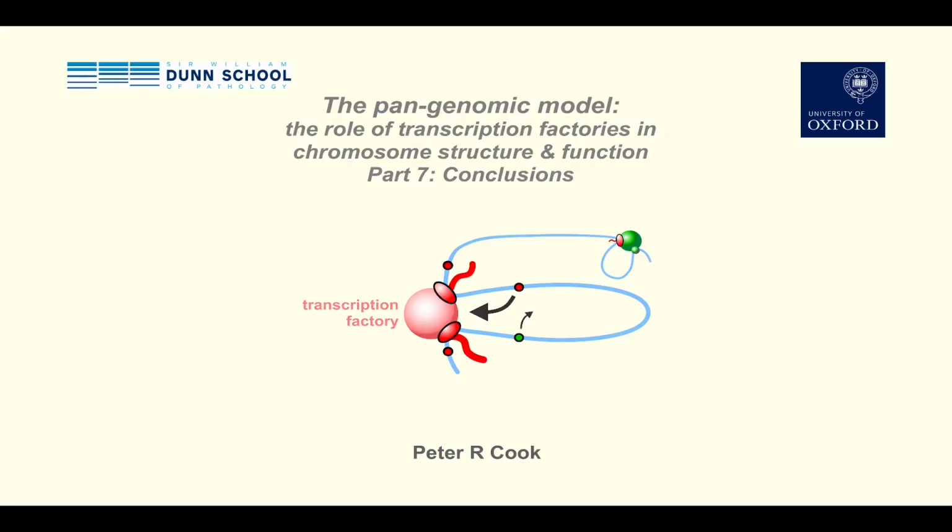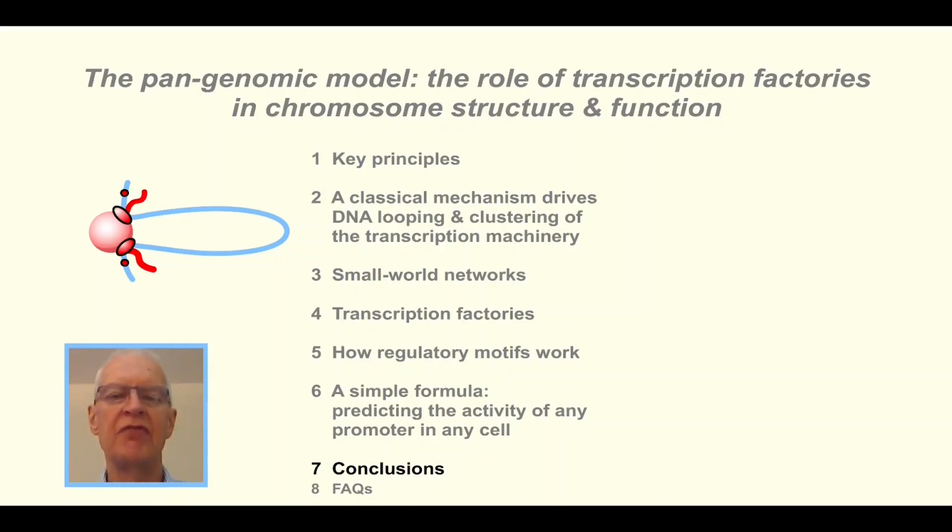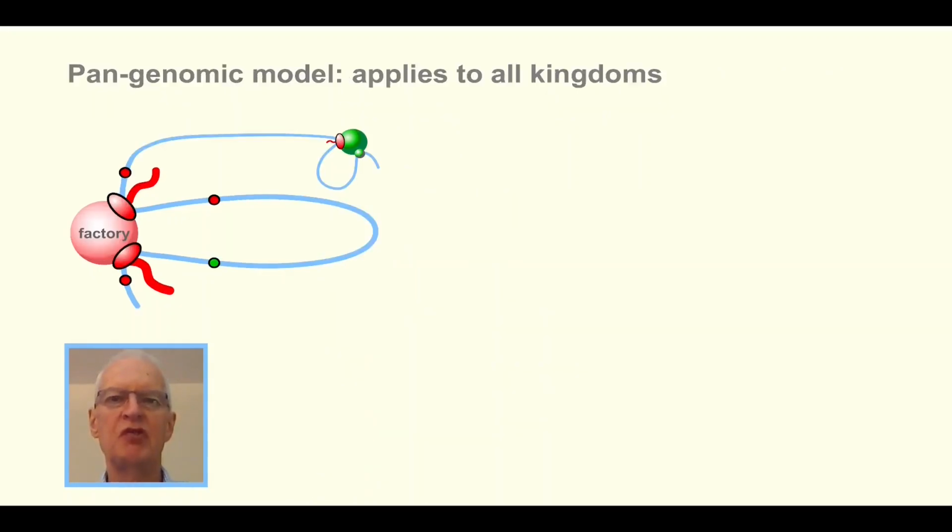Welcome to the pan-genomic model, part 7. In the previous 6 sections, I've outlined the pan-genomic model. What I'd like to do here is to try and tie everything together. Perhaps the most important concept is that this is going to apply to all kingdoms.